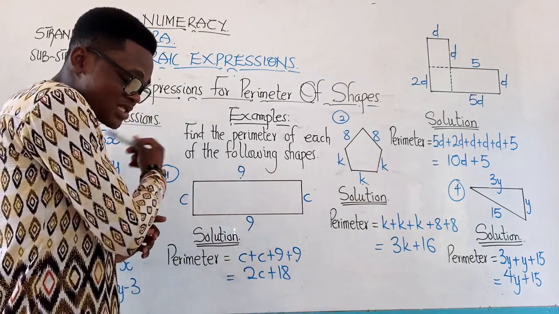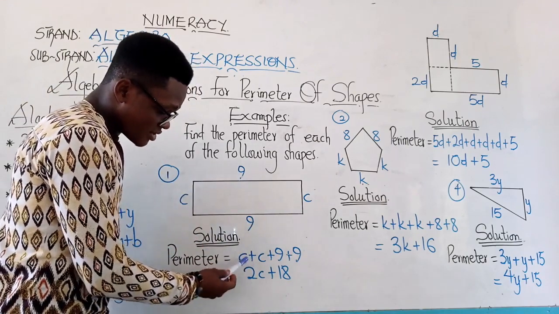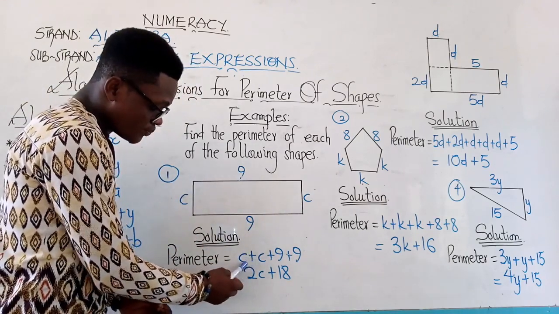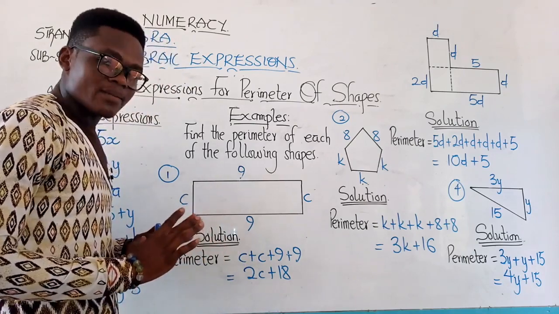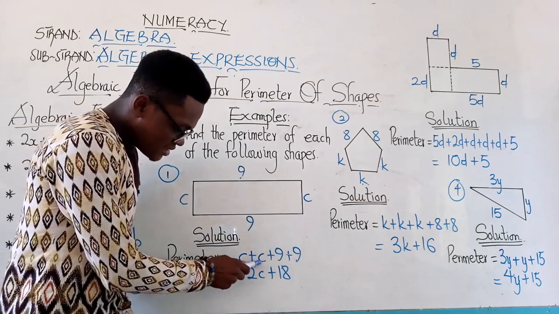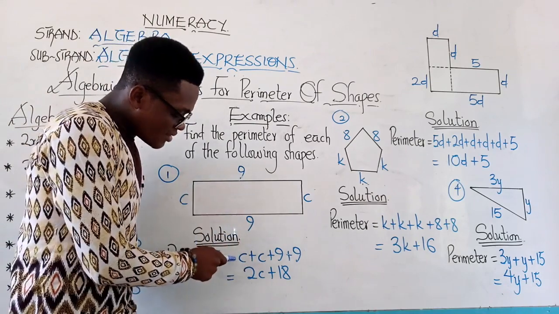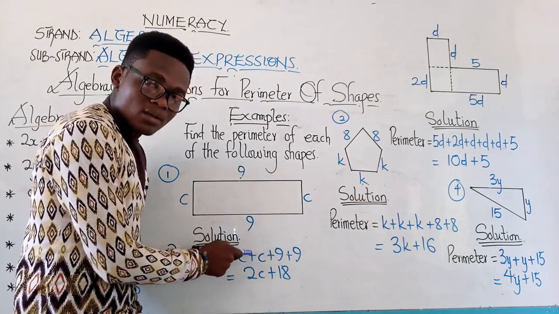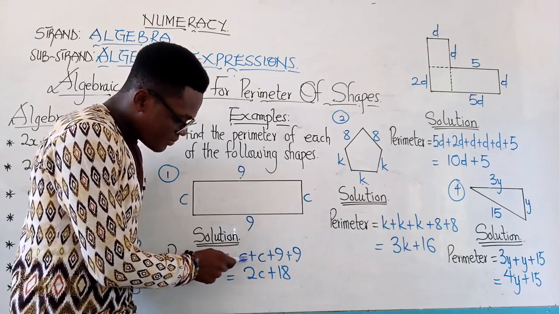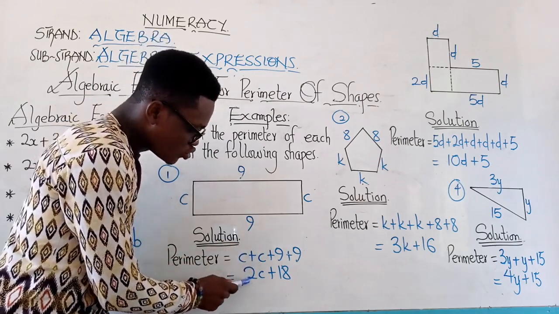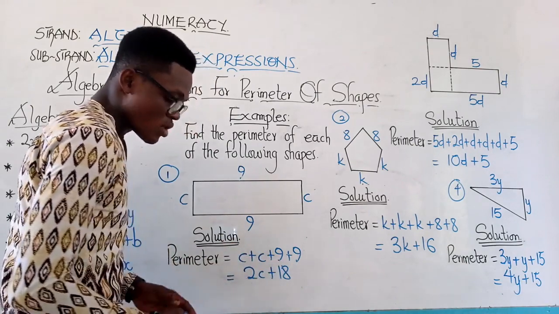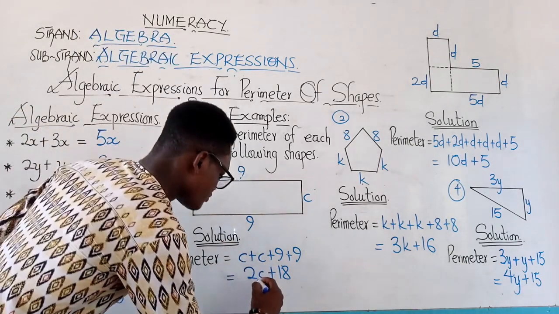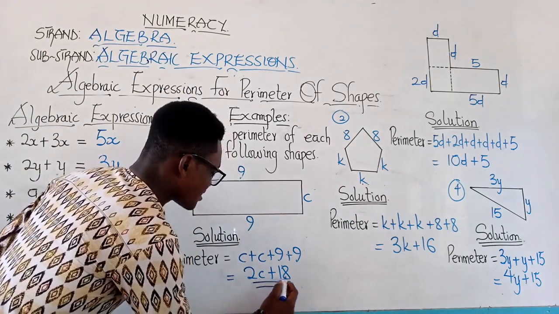So as we learned previously, when you are adding 2 items and they look alike, you can easily add them. As you can see, C is here, so you can easily add them, and there is an invisible one attached to them. So C plus C will give us 2C, and then 9 plus 9 is 18. So our final answer is 2C plus 18.